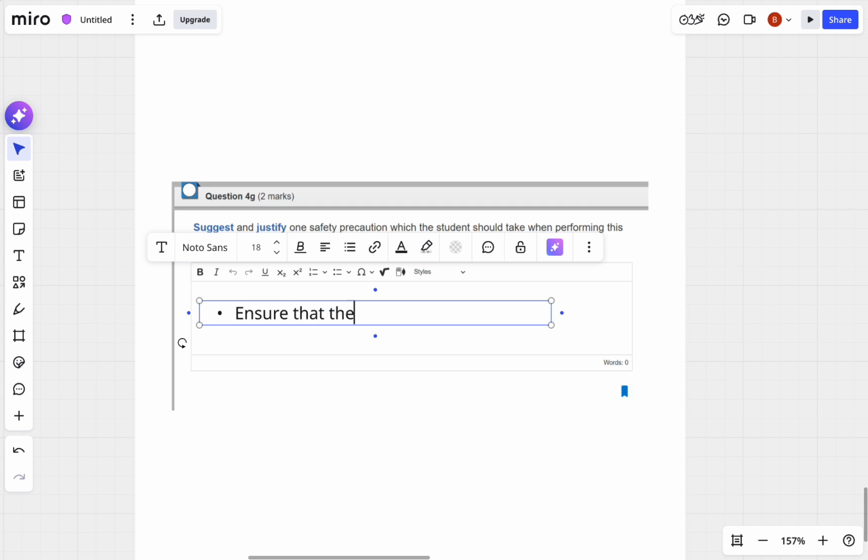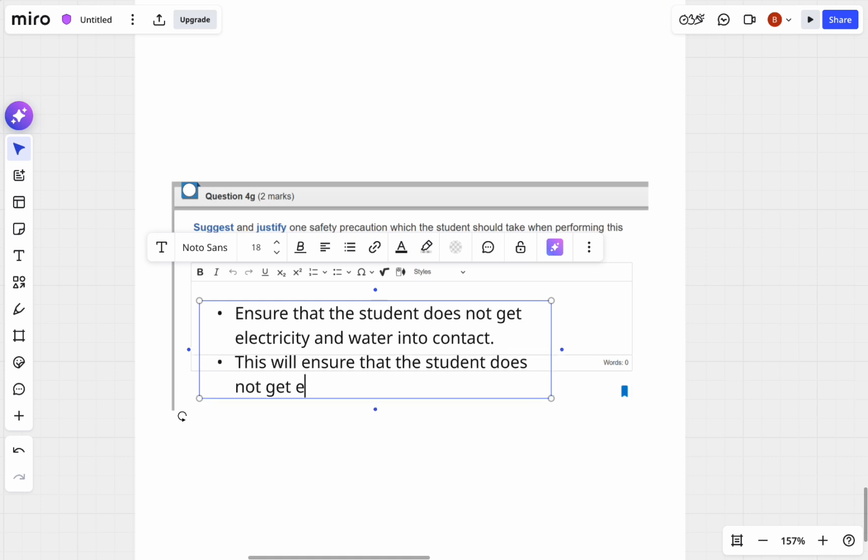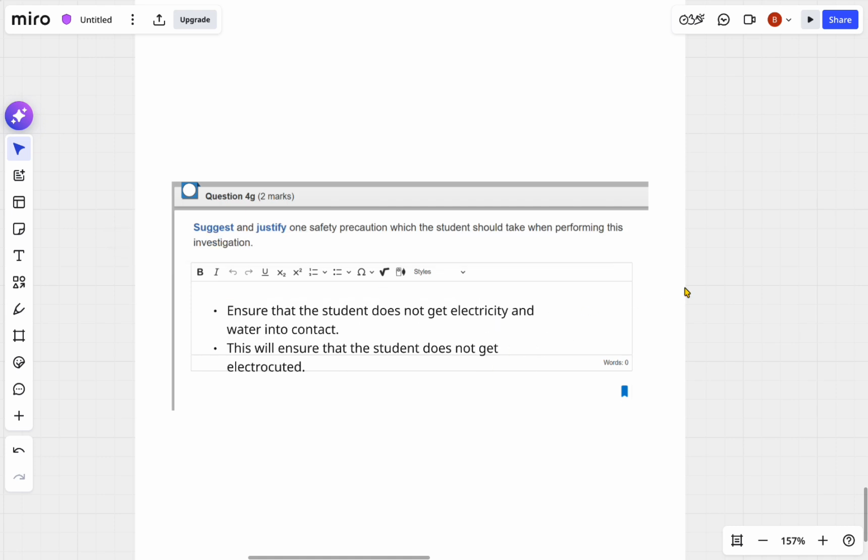Ensure that the student does not get electricity and water into contact. Just make sure this is there, and then the justification for this would be: this will ensure that the student does not get electrocuted. This is the answer for this. Boom, safety precaution. There might be other safety precautions which you think are right, so you can list them down as well.